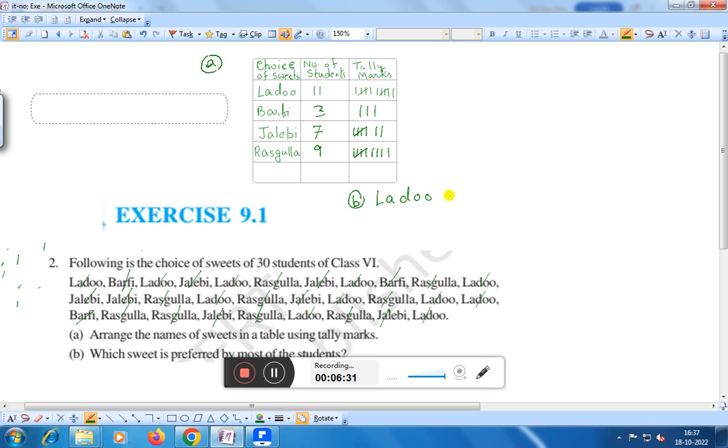Laddu is preferred by most of the students. This is the solution of question number 2.